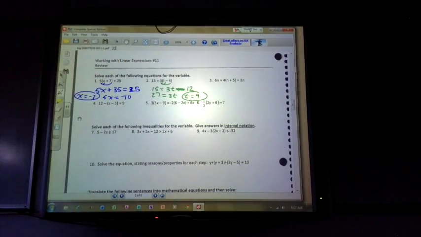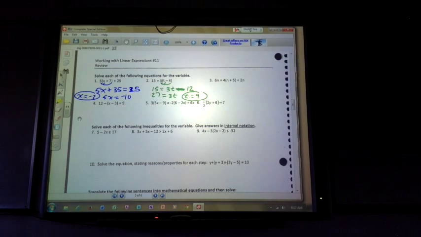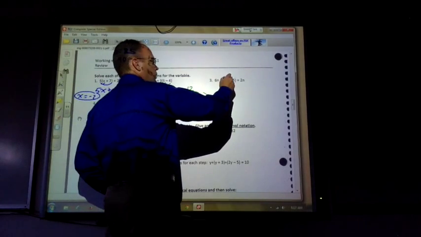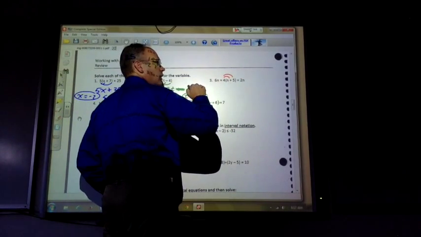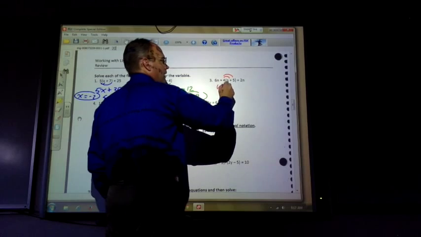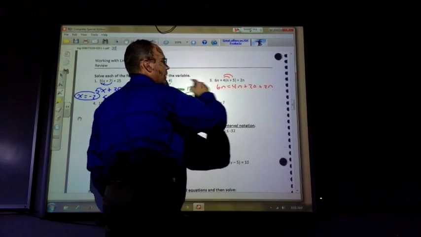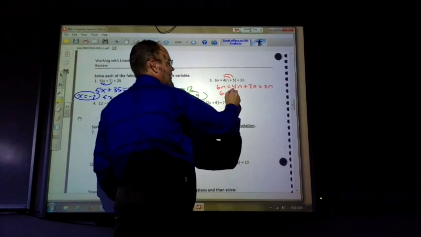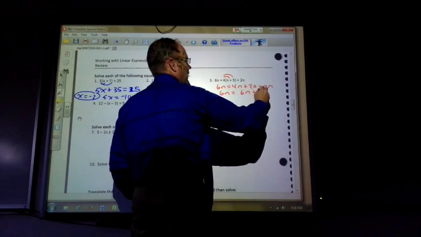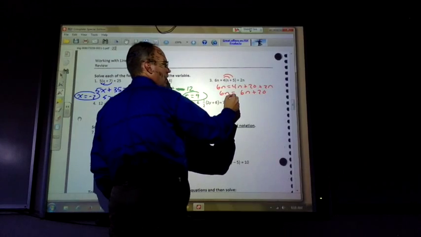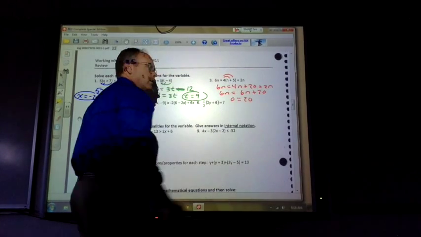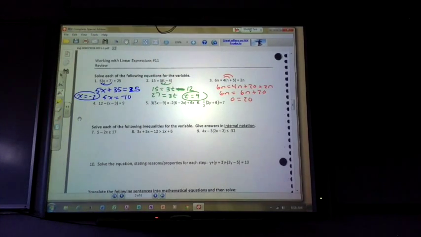All right, problem number 3. What should we do? Distribute the 4 over the parentheses. Do I distribute the 4 to here as well? No. So I get 6n equals 4n plus 20 plus 2n. Combine like terms, 6n is equal to 6n plus 20. Subtract 6n from both sides, so I get 0 equals 20. And we know that that's nonsense, right? So what's the solution? No solution.